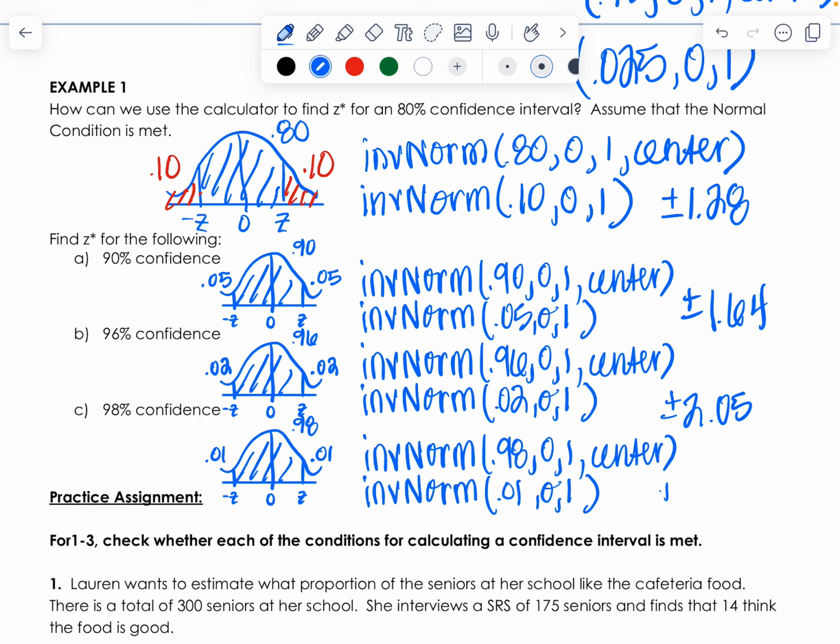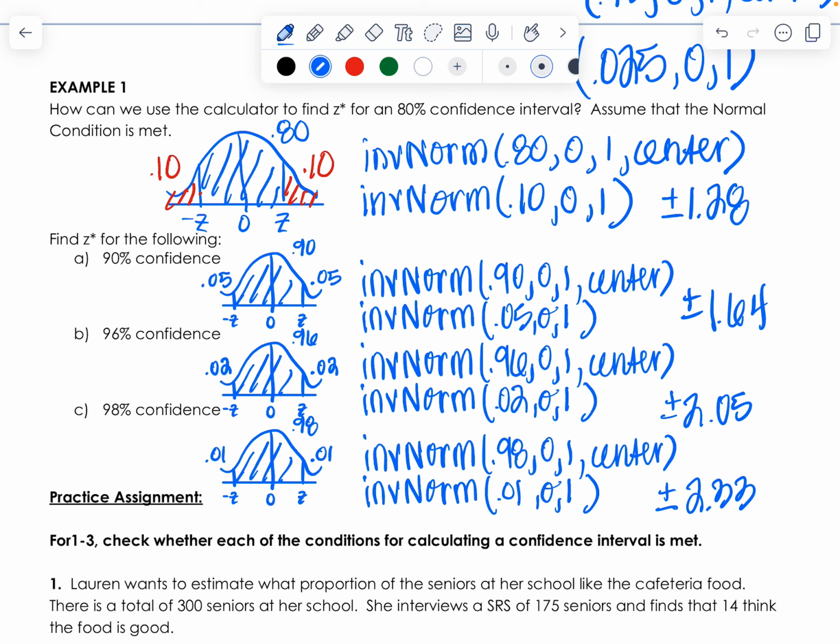plus or minus 2.33 if we round to the second decimal place. And remember, all that inverse norm is coming from your calculator, hitting second vars, so your distribution menu.